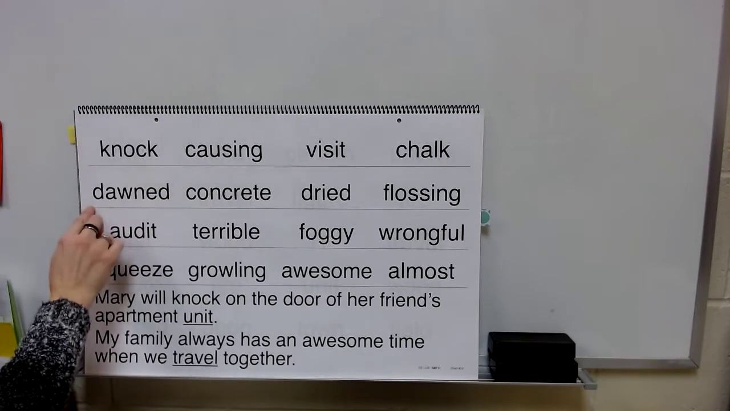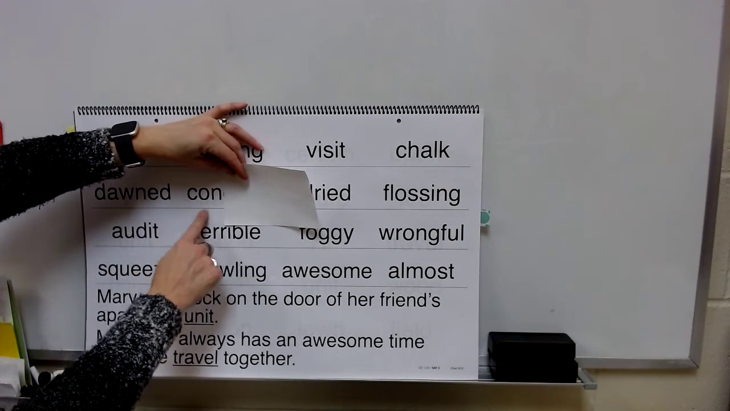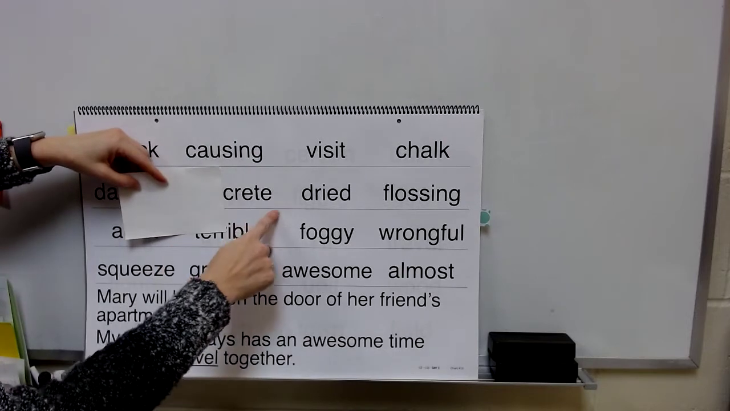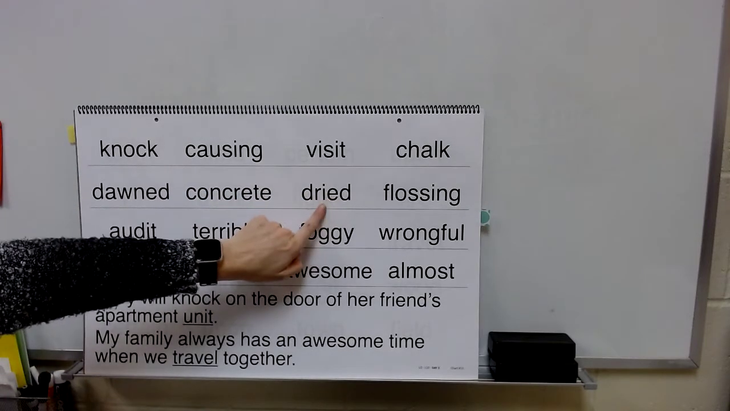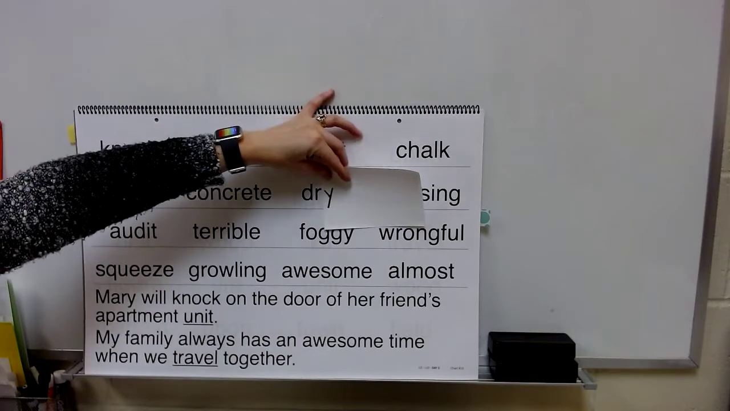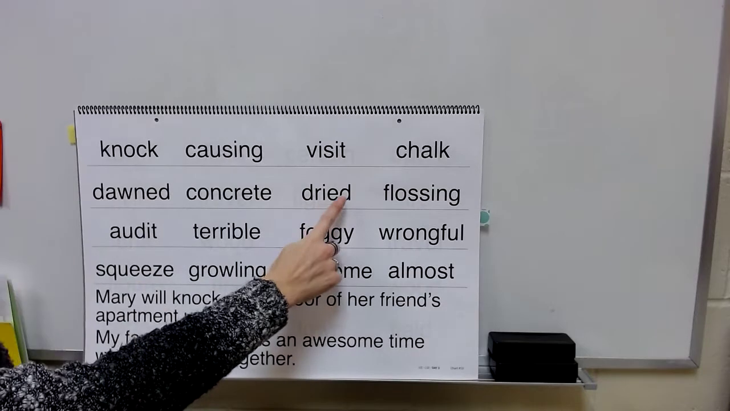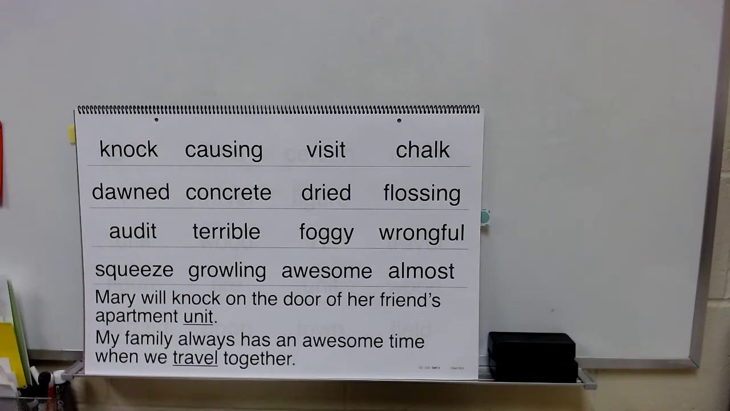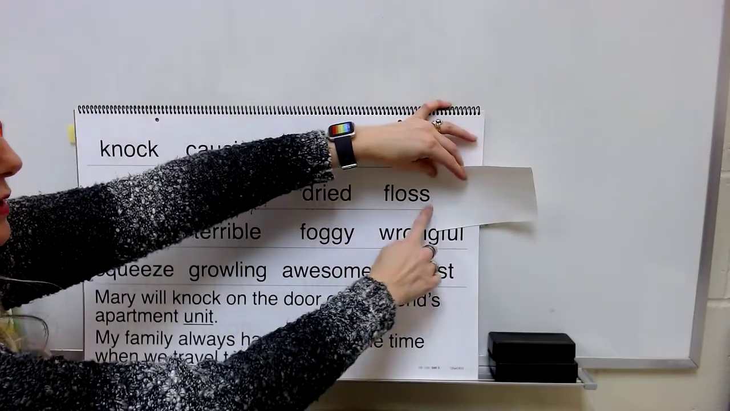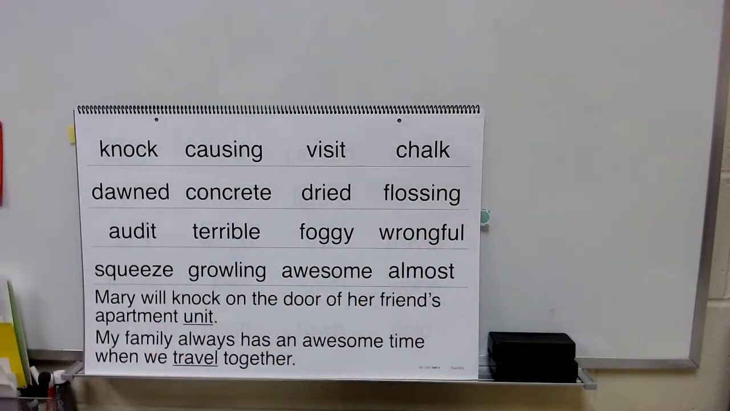Sound, yes, base word, dawn. Add your ending, what word? Dawned. Syllable, con, syllable, crete, word, concrete. This word has an ending and a spelling change. Let's read the base word. Base word, dry. Change the Y to I, add the ending. What word? Dried. Base word, floss, ending, ing. Word, flossing.